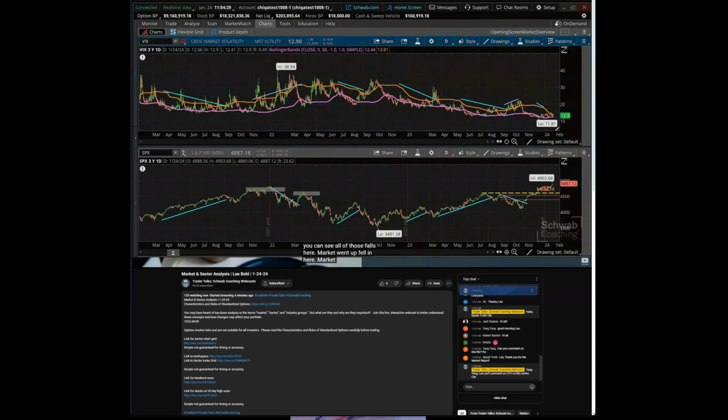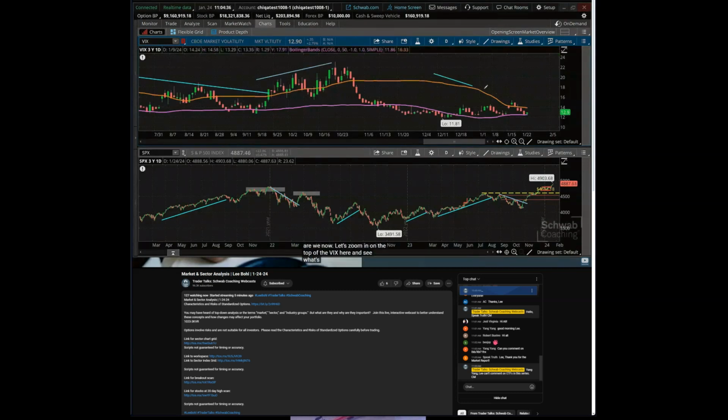So where are we now? Let's zoom in on the top of the VIX here and see what's going on. It is still sloping down. So this started right about here, which was the last one. And it still seems to be working. So longer term, based on this particular indicator, some technical traders would say the market is still maybe leaning a bit towards the bullish side.